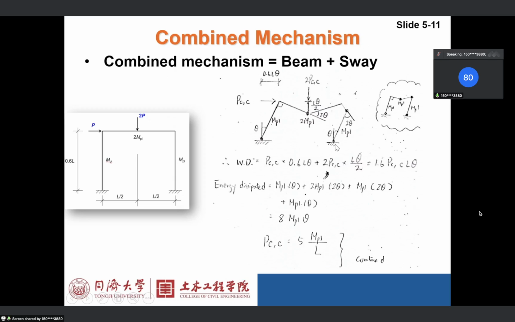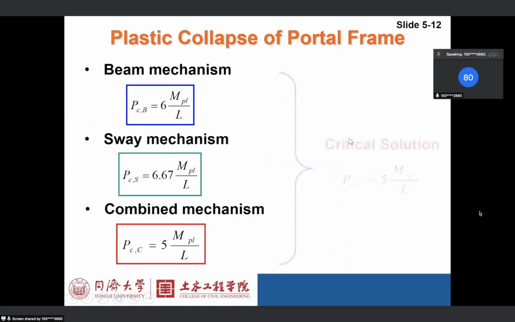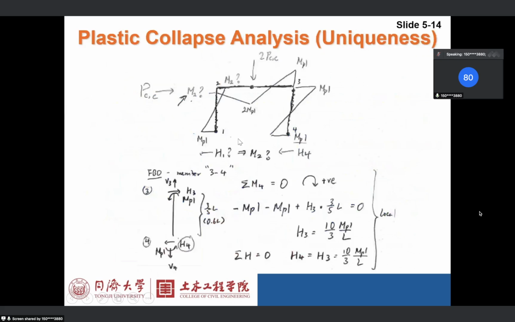So the only thing we want to check is the bending moment here, right? And then we can draw the bending moment diagram. Okay, this is MPL, as I mentioned. This is 2 MPL. This is MPL. And because of the equilibrium, this must be MPL as well, because we have equilibrium at 3. And also this is MPL. Okay, so the bending moment diagram is something like this.